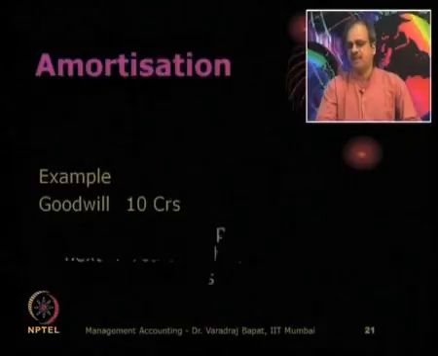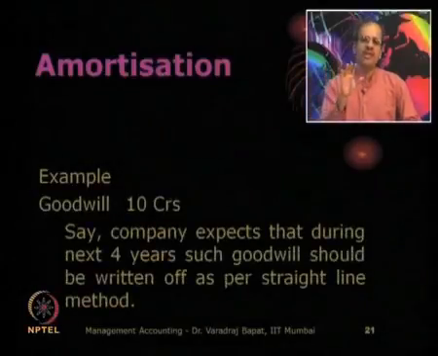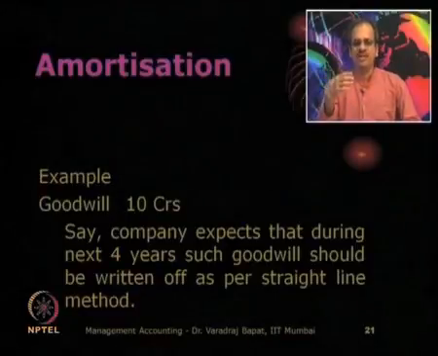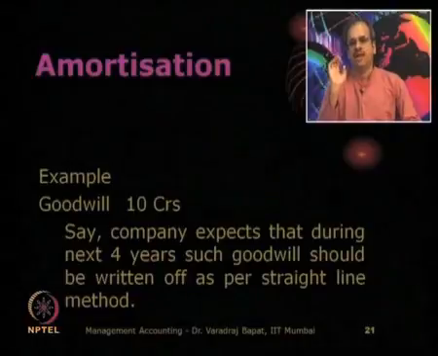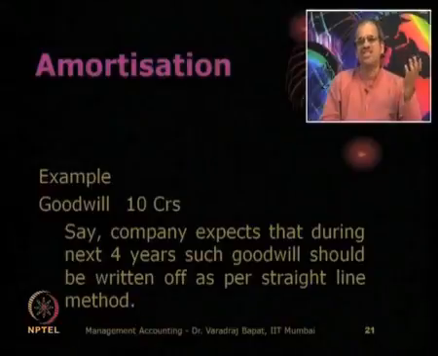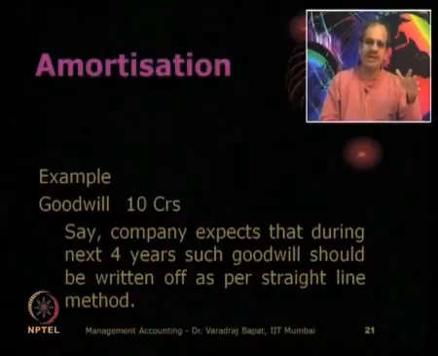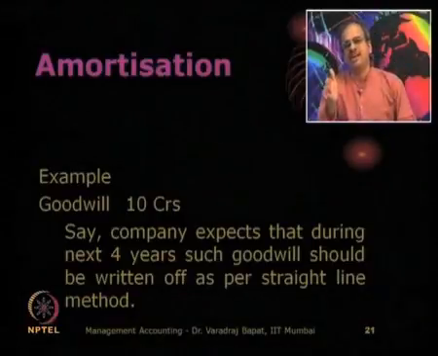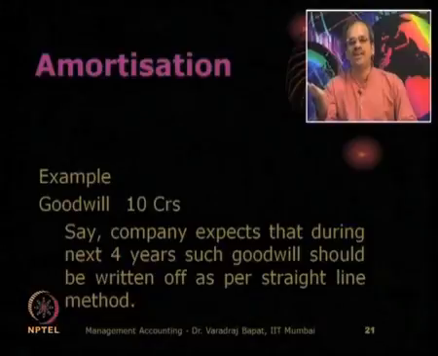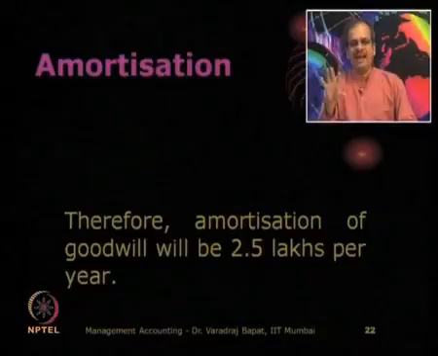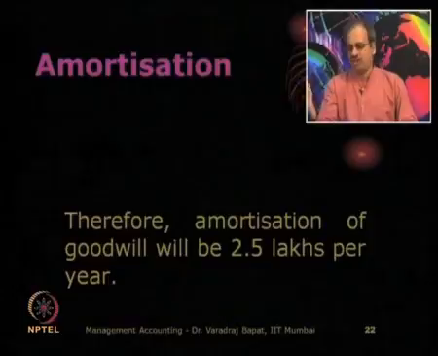Now, let us take an example. Suppose goodwill is 10 crore. Say the company expects that during the next 4 years such goodwill should be written off and they are using the straight line method. So, how much is the amortization charge each year? Of course, it is pretty simple. You know that the value of goodwill is 10 crore. You also know that the period it should be written off is 4 years, equally, on a straight line basis. So, 10 by 4, that means 2.5 crores is the amount of goodwill which should be written off each year.